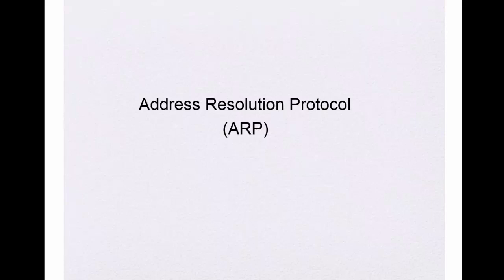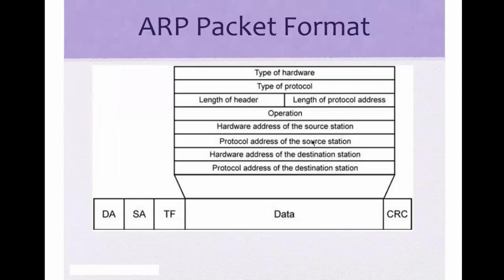So now in this lecture I will tell you about ARP, what ARP really is and what the format of ARP is. So let's move on and see what further things are there. This is the packet format of ARP, which contains the type of hardware, protocol, header length, protocol addresses, operations, hardware addresses, protocol addresses, and the hardware and protocol addresses of the destination and the source station. And there is data and a few flags with the CRC, which is the cyclic redundancy check.